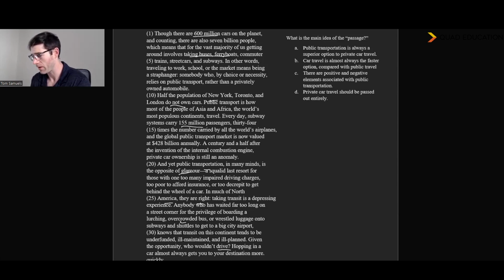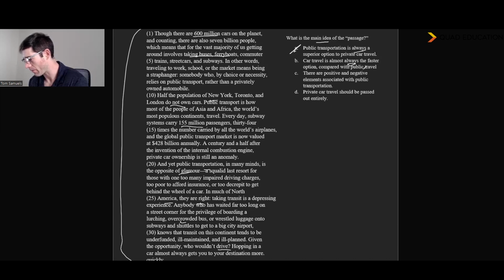So if we look at all this text, the extent of what we can see as far as the main idea of the passage is that there is public transportation and then there is private transportation. So not super specific once again. Public transportation is always, again, extreme language, going to probably avoid that one. The superior option to private car travel, well, in some countries it is, but not necessarily in America. Car travel is always the faster option compared with public travel. This says almost always, which is not the same thing as always, so very important to be aware of there.